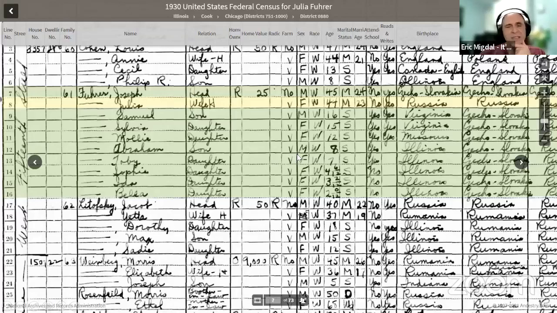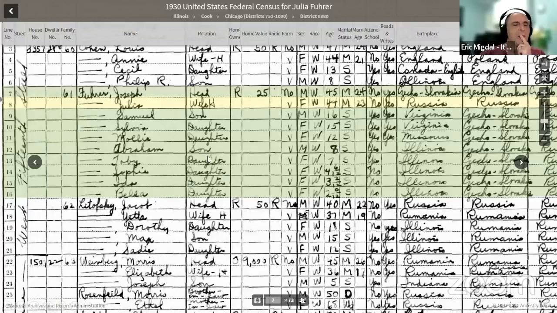Now, one of the things that you're going to get from the census are the head of household and his wife's parents' birthplaces. Okay. Julia says her family came from Russia, and Joseph says that he was from Yugoslavia, or Hungary. It shows where all the children were born. It also shows their ages. Now, you might not know what year they were born in, but you can do the math. In 1930, the 8-year-old most likely was born in 1922.